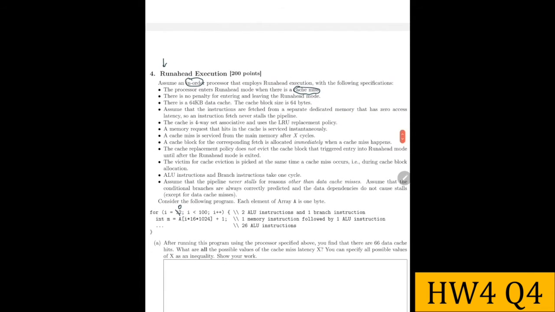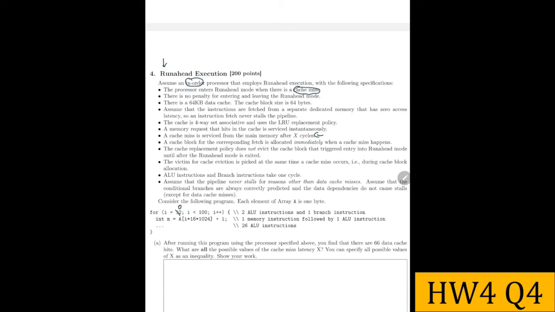So we don't take into account any instructions. The cache is 4-way set associative and uses the LRU replacement policy. And the memory request that hits in the cache is serviced instantaneously. A cache miss is serviced from the main memory after X cycles. We're going to discover more about this X. A cache block for the corresponding fetch is allocated immediately when a cache miss happens. The cache replacement policy does not evict the cache block that triggered entry into Runahead until after the Runahead mode exited. This means the following.